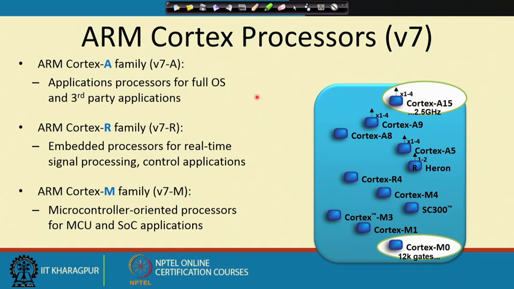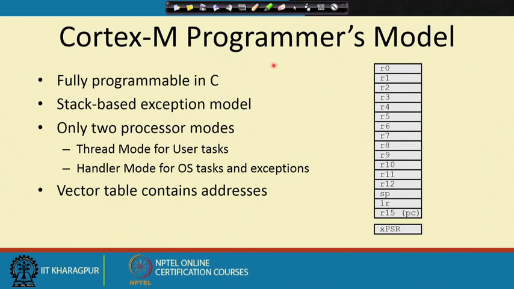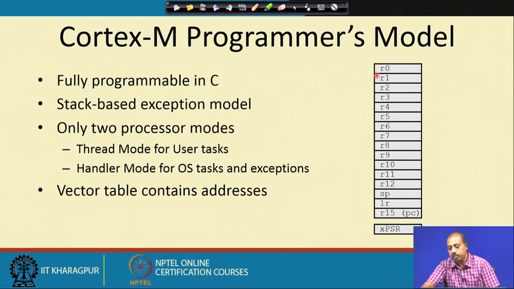So, this Cortex M series of processors are advocated. For our discussion, Cortex M processors are close to our discussion, so we will look into those Cortex M processors. The register set is the same, R0 to R15 as we have, then the PSR, program status register, CPSR, SPSR is there.